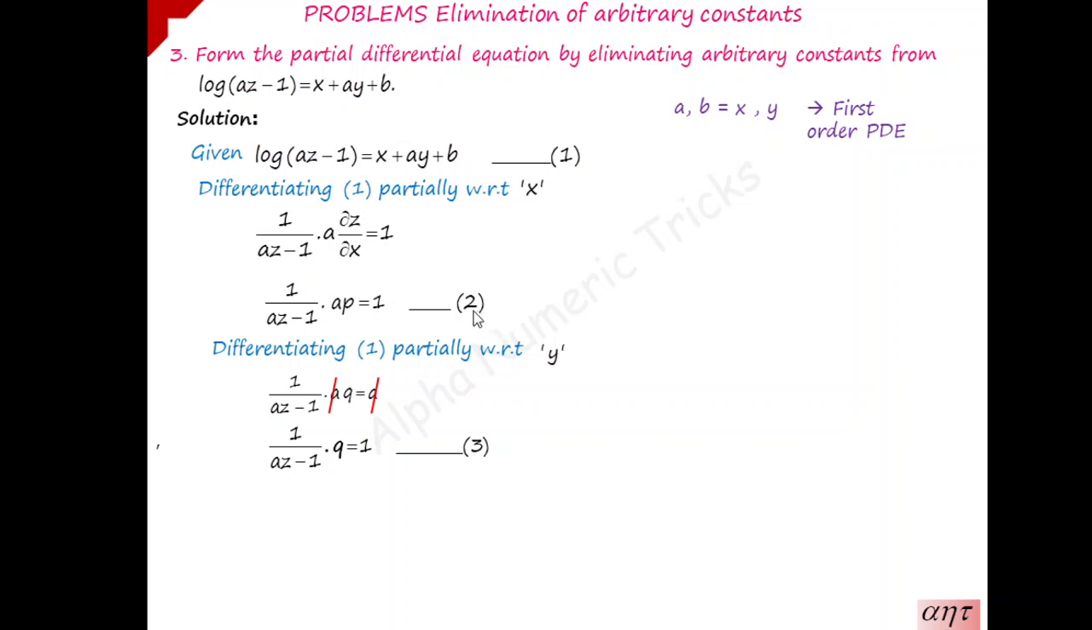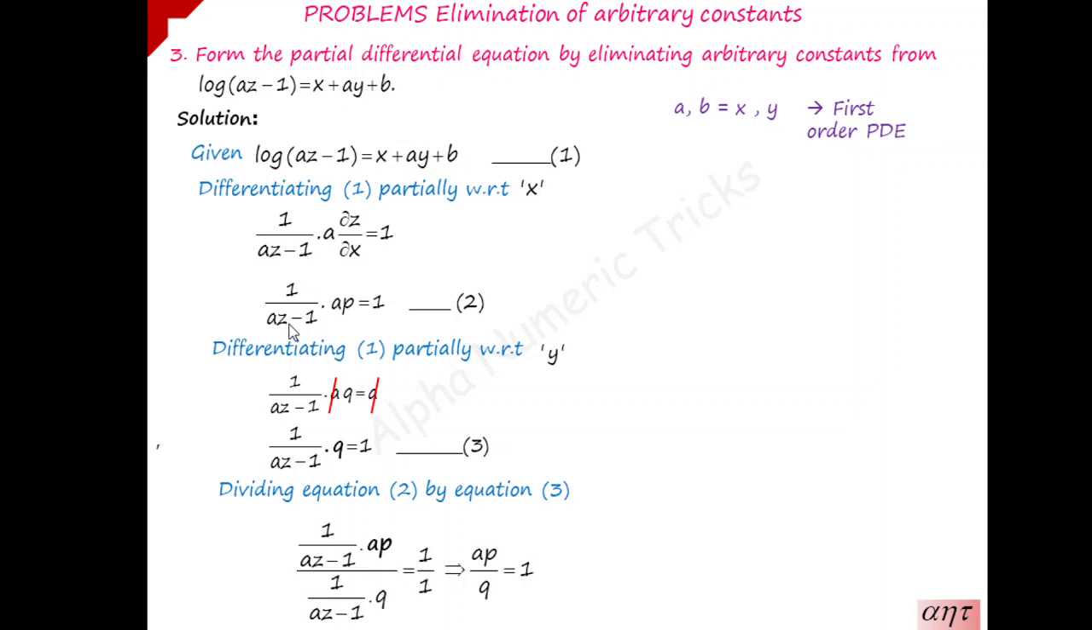Here let us see the equations 2 and 3. In these equations 2 and 3, 1 by az minus 1 is a common term. So divide 2 by 3, then the term is eliminated. So equation 2 by 3 gives 1 by az minus 1 into ap divided by 1 by az minus 1 into q is equal to 1 by 1. Here 1 by az minus 1 and 1 by az minus 1 get cancelled. What are the remaining terms here?